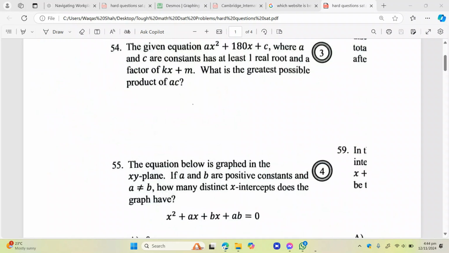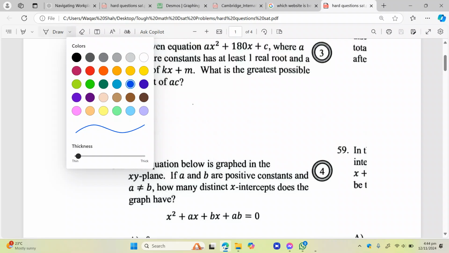Okay, in the next question, an equation is given, ax square plus 180x plus c, where a and c are constants, right? It has at least one real root and a factor of kx plus m. What is the greatest possible product of AC, right? So first we need to understand in which situation a quadratic equation will have one, two, or no roots.